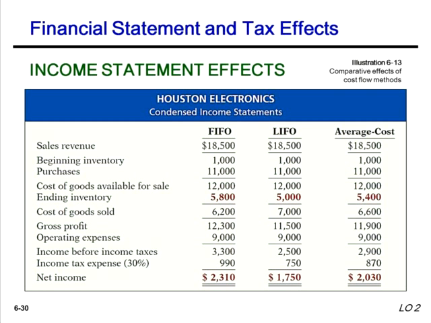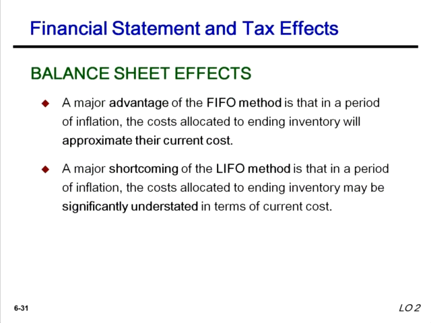FIFO has the highest ending inventory, which gives us the lowest cost of goods sold and hence the highest profit. LIFO gives us the lowest ending inventory, the highest cost of goods sold, and the lowest profit. And then the average cost gives us something in between. And once again, remember, the assumption is inflation, which means with each subsequent purchase, the cost is going to increase. So now, let's look at this.